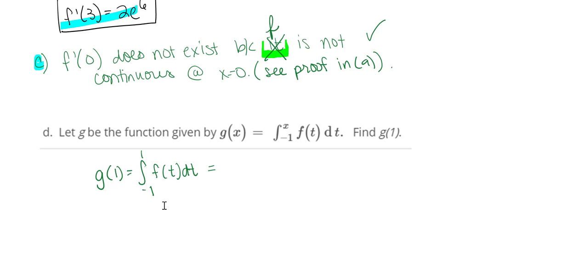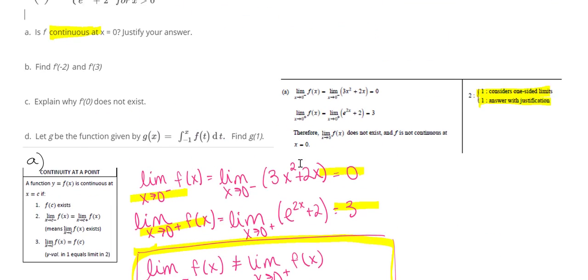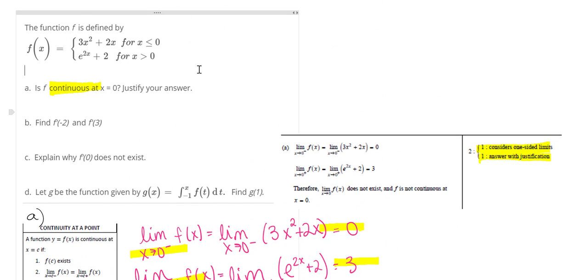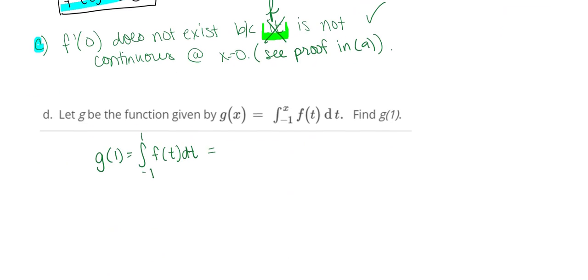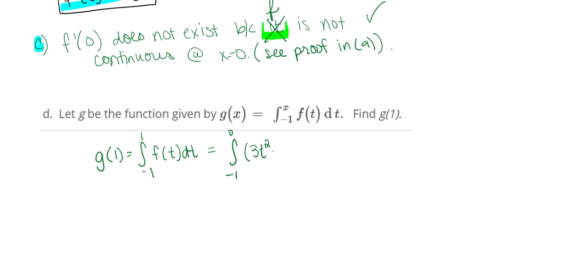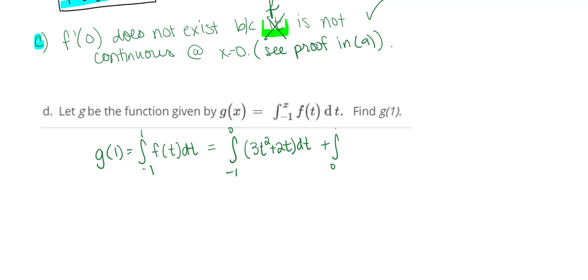So when I look at which piece of this function I'm going to use, I know that there is a break at 0. So I'm actually going to be using both of these pieces of this function of f. So I'm going to rewrite this integral as a combination of two separate integrals. This is going to be the integral from -1 to 0 of 3t squared plus 2t dt. Make sure you're plugging in t for that value, plus the integral from 0 to 1, because there's that break and we're using that greater than 0 function here, e to the 2t plus 2 dt.